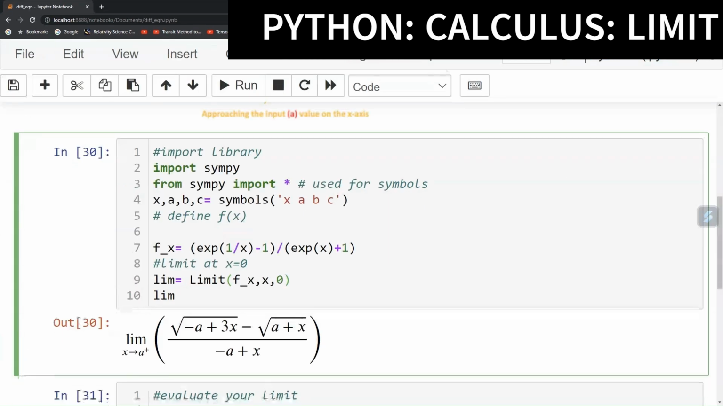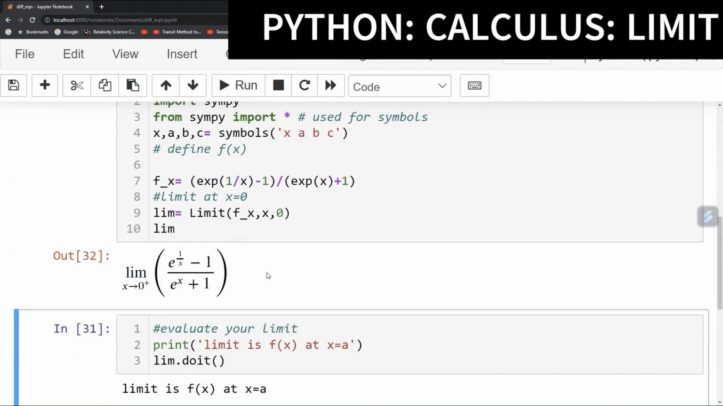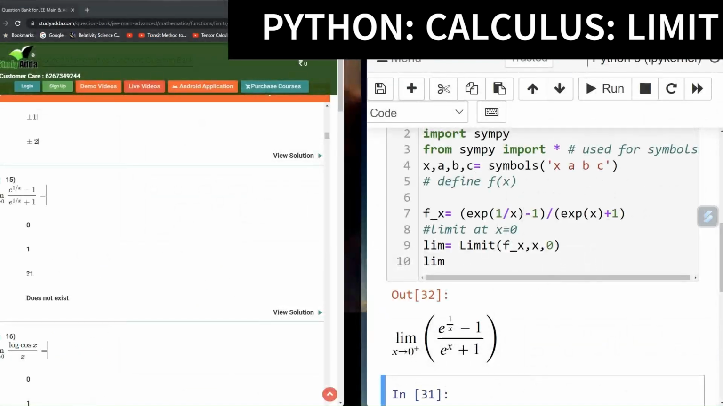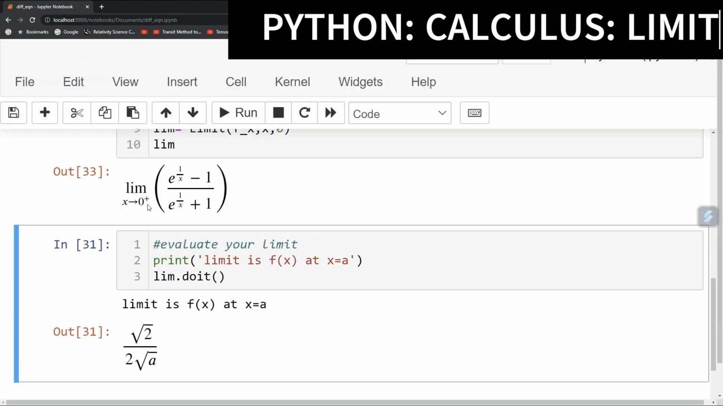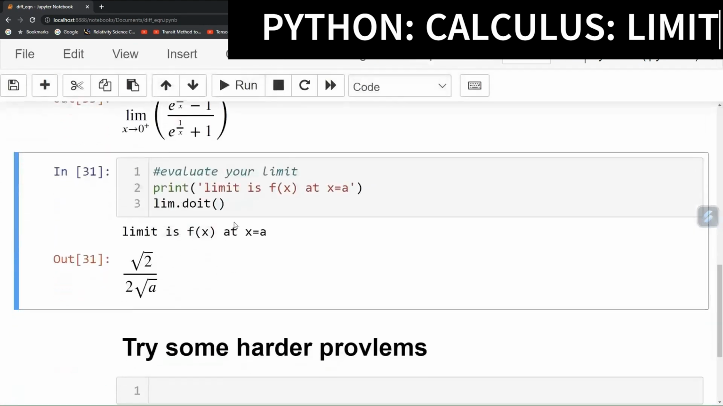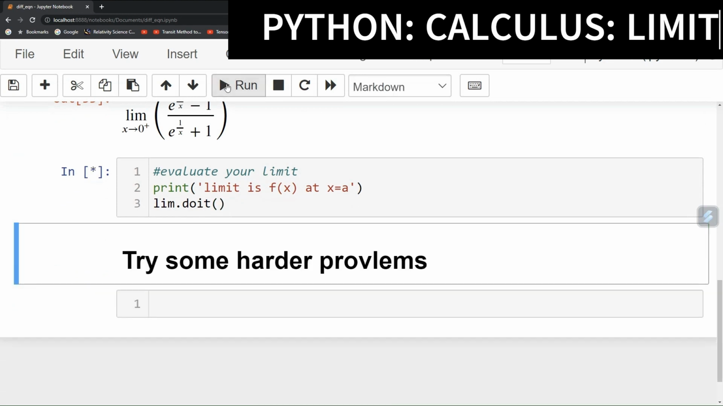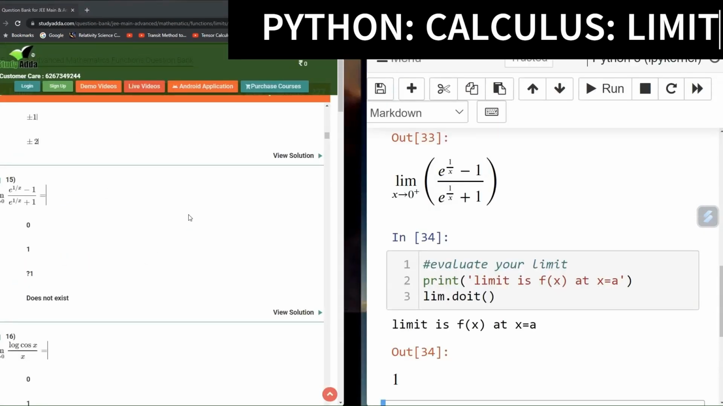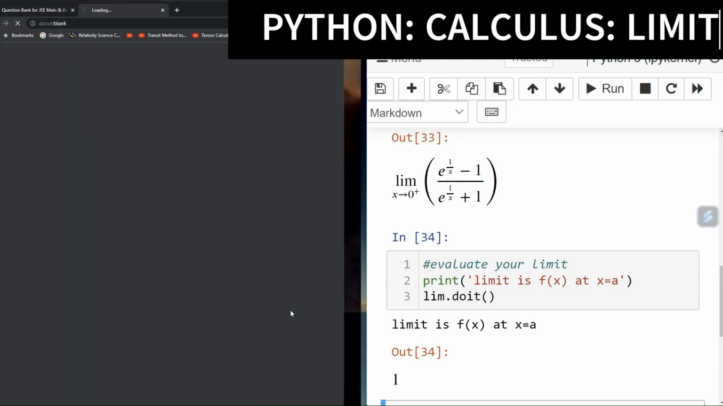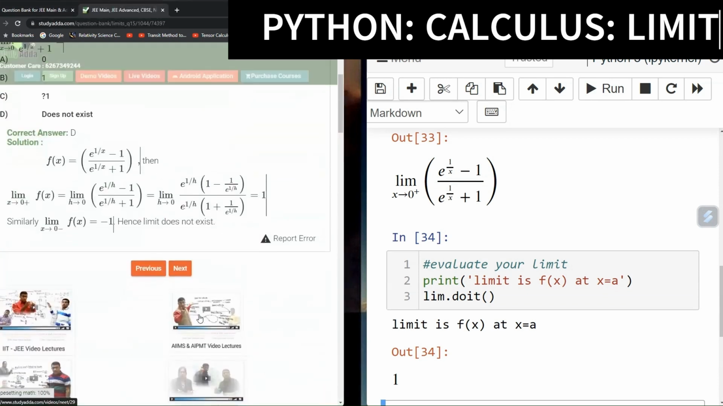So run it. So we have to evaluate this expression. I think it's 1 by x. So just type here 1 by x. Okay, so this limit we have to evaluate at x equal to 0. So now run this program, and you can see that it is giving value equal to 1. So let's check what is the value of this answer. So it's 1.